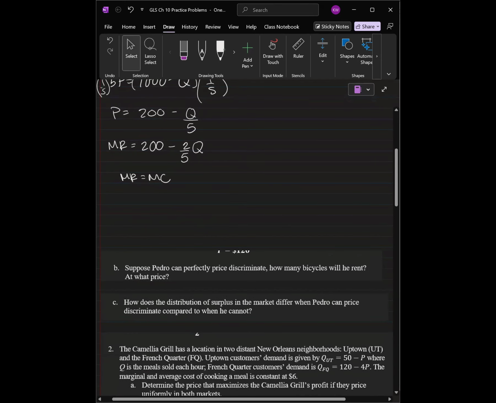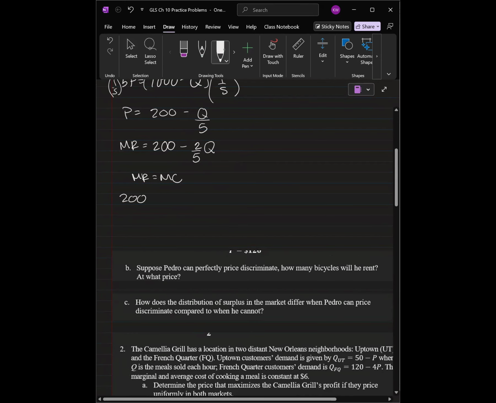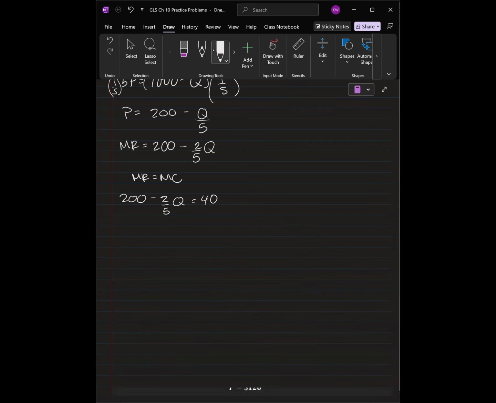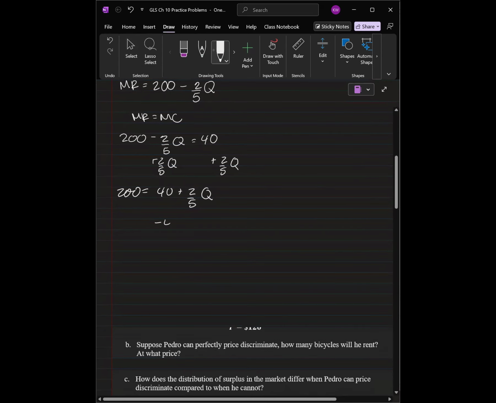So we're just going to set Pedro's marginal revenue, 200 minus 2/5 times output, equal to 40. Okay, and from there we're going to solve for output, right? How much output maximizes Pedro's profits? Okay, so we're going to add 2/5 times quantity to both sides. That gives us 200 equal to 40 plus 2 over 5 times quantity. From there, we'll subtract 40 from both sides. So we get 160 equal to 2 over 5 times quantity.